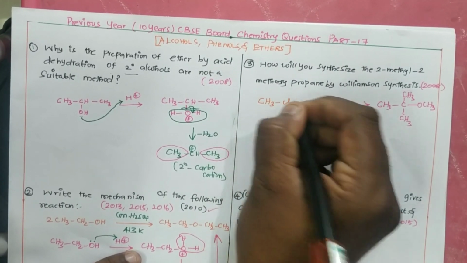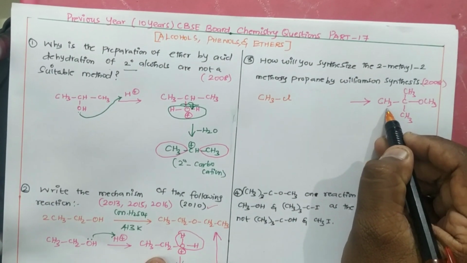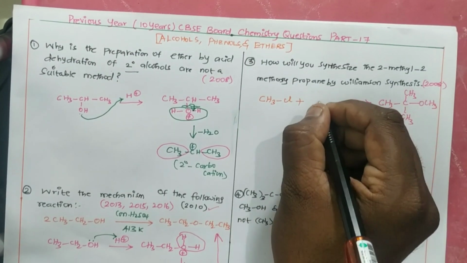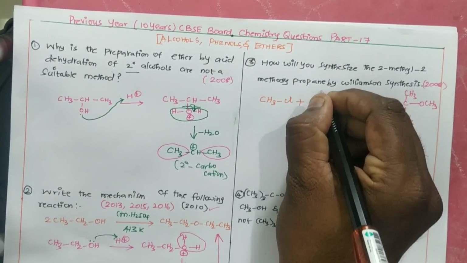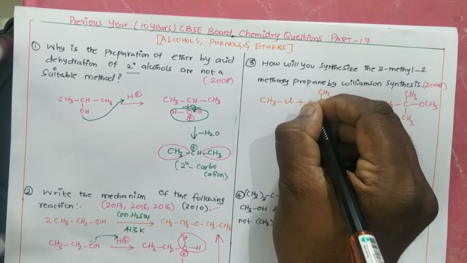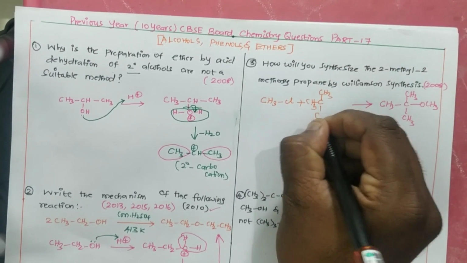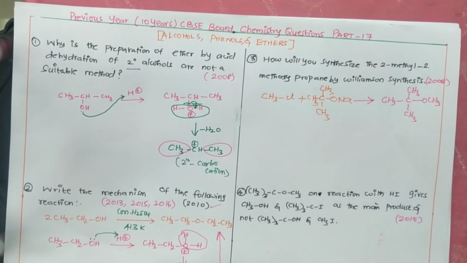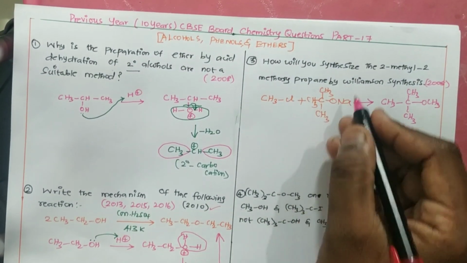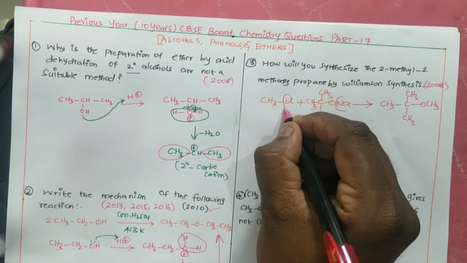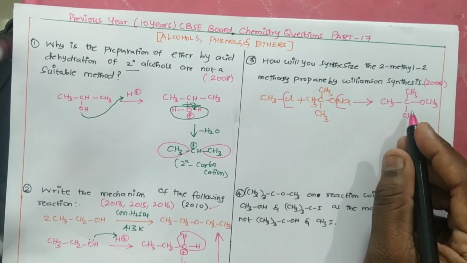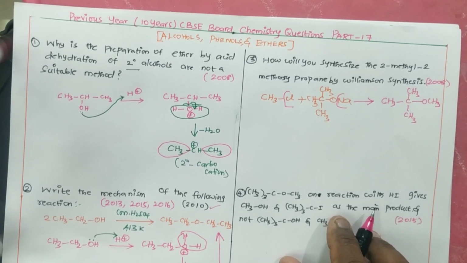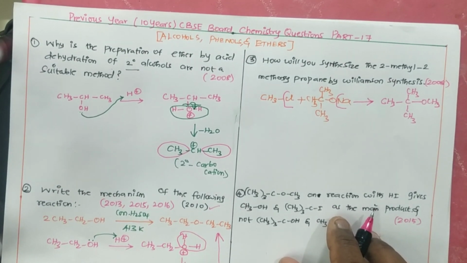Suppose I need CH3, here I have to take CH3Cl, along with a 3 degree alkoxide. Here it is CH3, here it is CH3, and here it is CH3, and here it is ONa, sodium alkoxide, I got it. So here the sodium and Cl will leave, and I'll be getting a product like this. Are you able to understand, student? This is a very, very important synthesis.